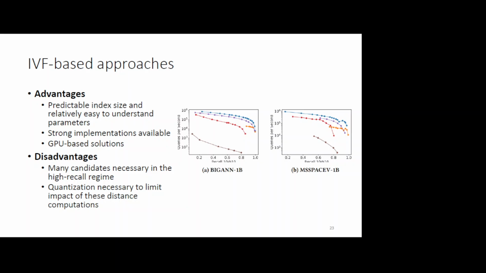And also it's easy to implement. And there are GPU-based solutions for this method. And the disadvantages: the recall is not as good as the graph-based search. So if you want to improve your recall rate, if you want your accuracy to be improved, you usually need to search more candidates. Okay, it's a problem.